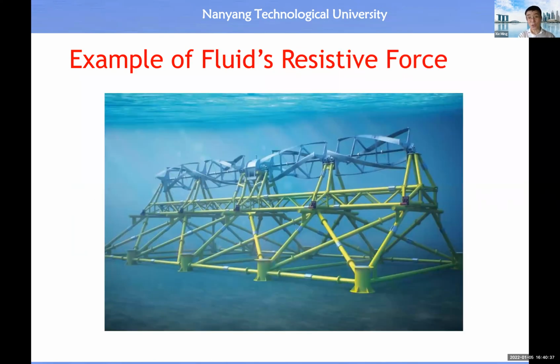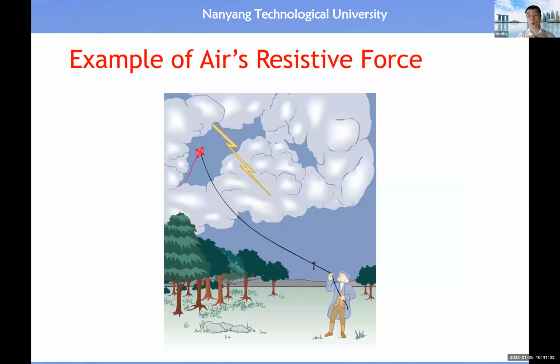And here is another example of contact force. Inside the water, we may have a flow of the water, and this flow of the water may interact with a rotating device. Then there is a contact force between the flow of the water and the rotating device. And here also, we may have an object flying inside the flow of air.